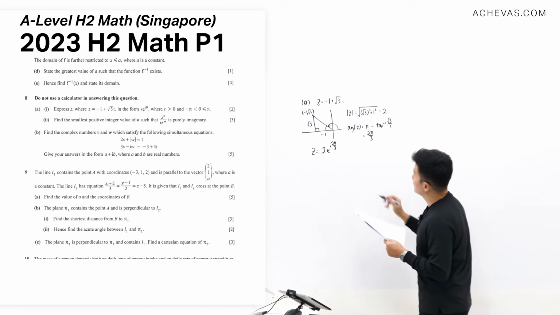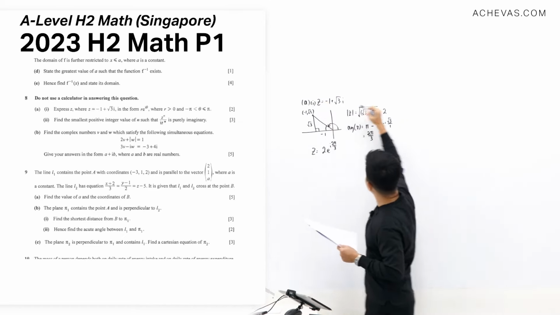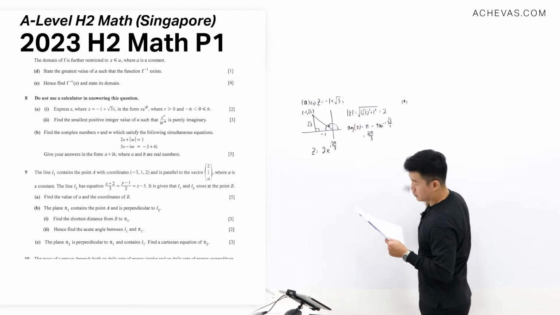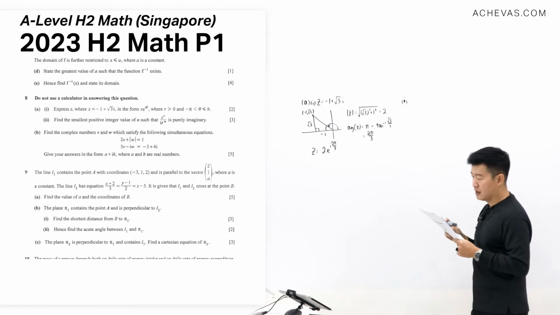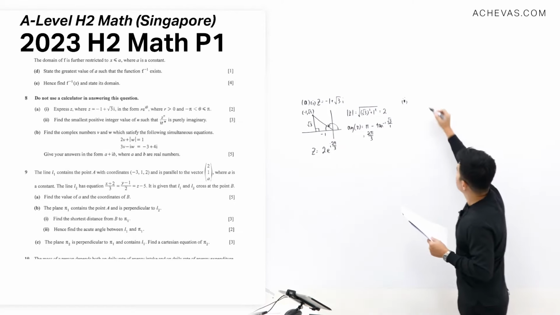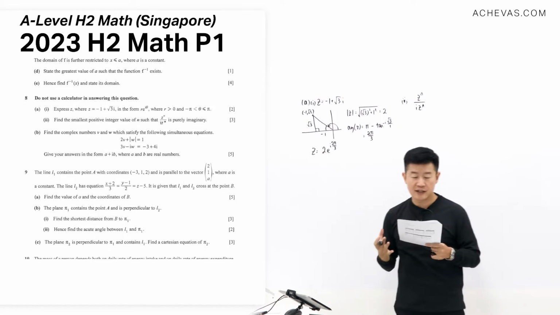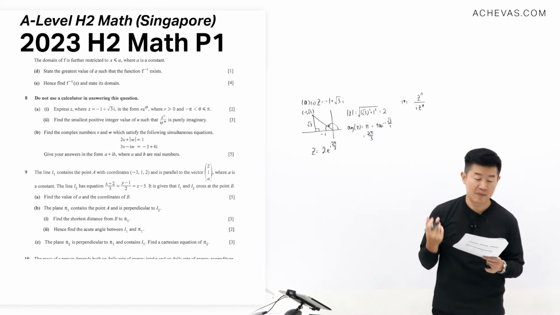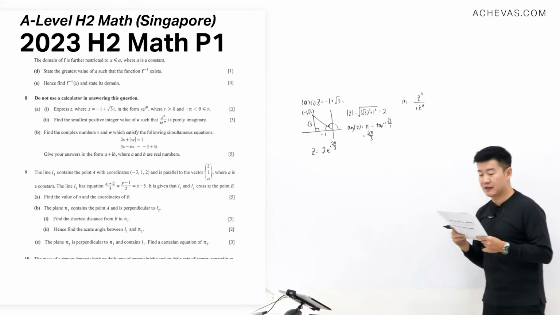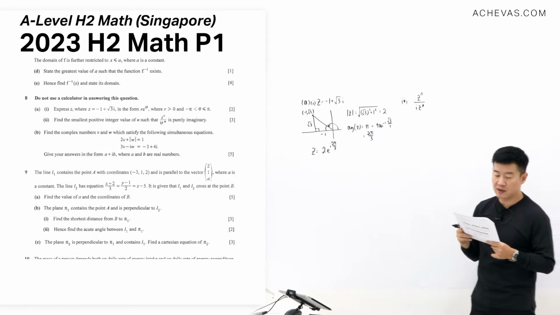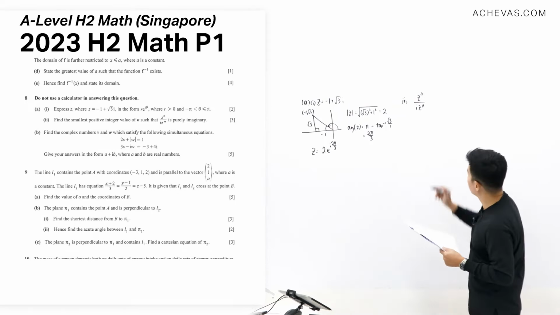And this is for part 1 of the question. As for part 2, we are going to be looking at z to the power of n over i z conjugate. And the question says that this is a purely imaginary number. And based on this information, we are going to try to find the smallest positive integer value of n.